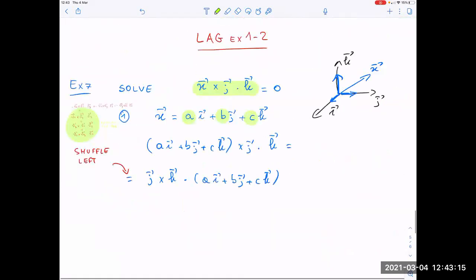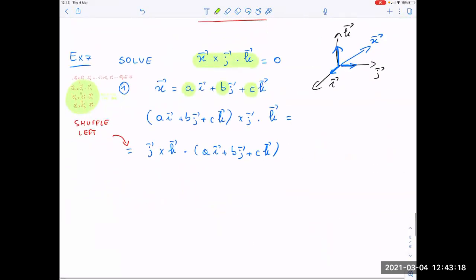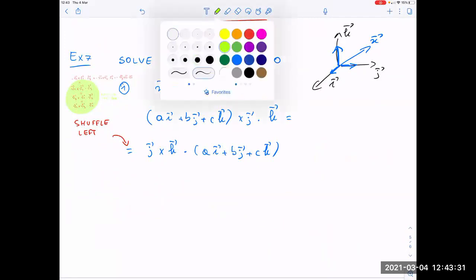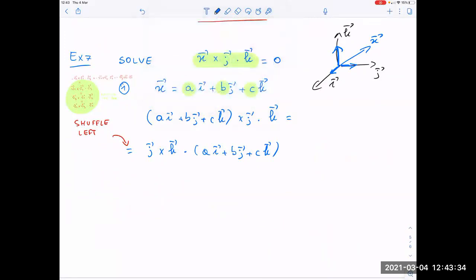Shuffling makes computation easier sometimes. Someone suggests another way of computing this. Yes, there could be many different ways of computing this. You can decide to follow the one you prefer, as long as you follow a procedure, there are no mistakes, everything is going to be fine. Okay, so now instead of J cross K, I know what I have to put. I have to put exactly I. Okay, and so I have I dot what is here.